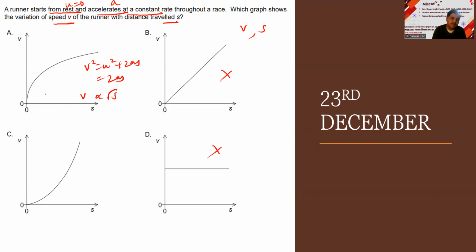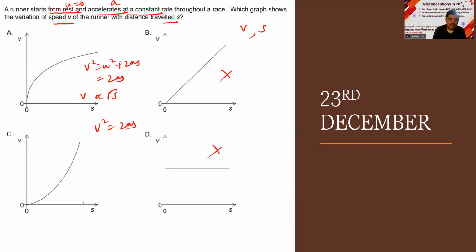Now it should either be A or C. Now which one will I apply? That's what we need to look at. An easy test for it is just choose V square equal to 2AS. If V is positive, S is positive. And if V is negative, still S is positive because negative V squared becomes positive. Look at this. So if V is positive, S is positive. If V is negative, S is negative.